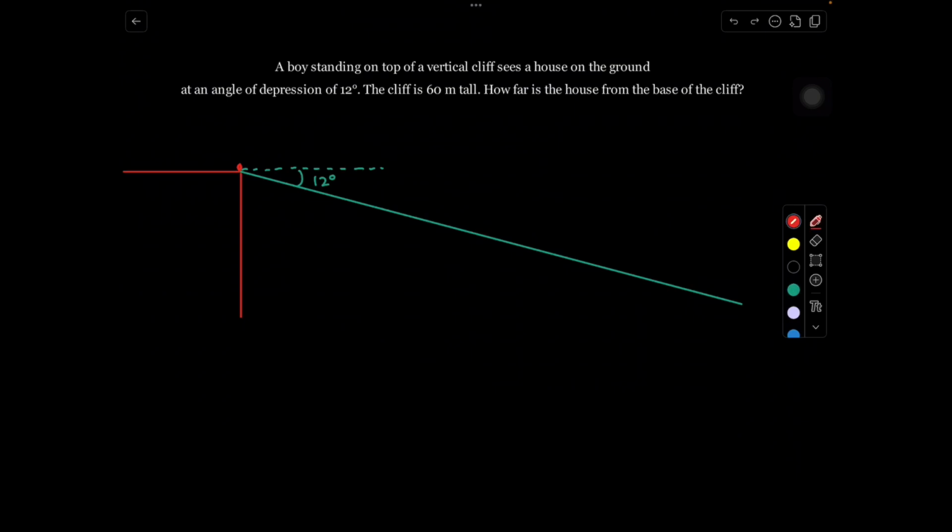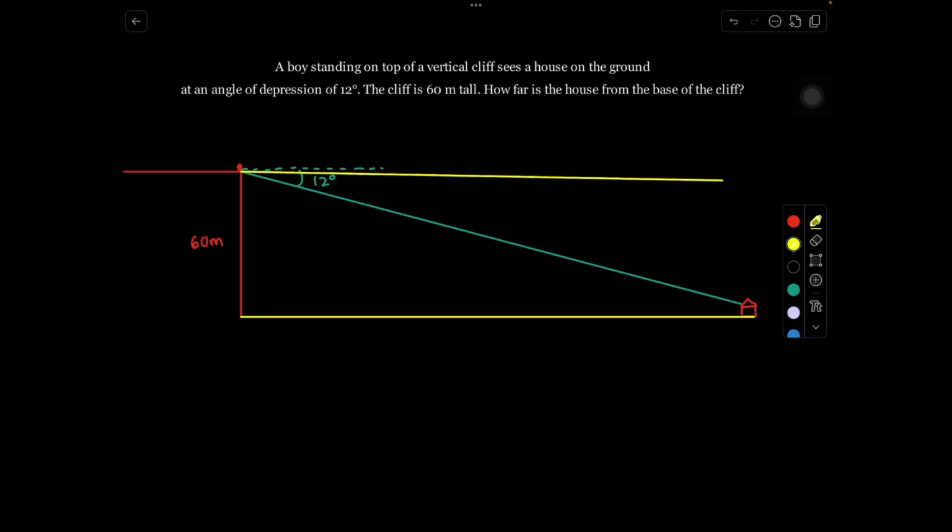So once he looks down, he can see the house all the way in the distance here. And it says the cliff is 60 meters tall. So this thing here is 60 meters tall. And we're trying to find how far the house is from the base of the cliff. So we're trying to find this, that whole thing. Now if you pay attention, that yellow length is the same thing as the yellow length up here. And this 60 meters height is the same thing as the height right here.